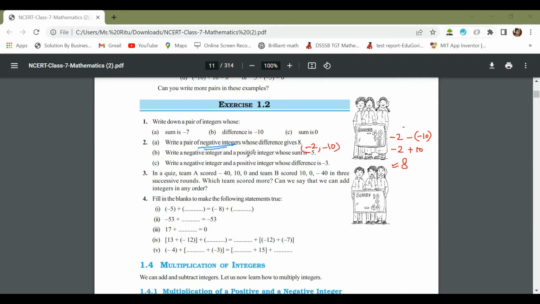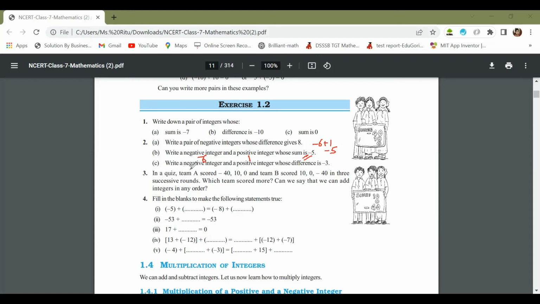Now B part, write a negative integer and a positive integer. अब आपको दो इंटीजर लेने हैं, one should be negative and another should be positive. एक नेगेटिव और एक पॉजिटिव कैसे लेने हैं, जिसका सम इज -5, मतलब दोनों को ऐड करने पे हमें -5 आंसर मिले। तो एक नेगेटिव ले लेते हैं -6, एक पॉजिटिव ले लेते हैं 1, दोनों को ऐड कर देते हैं, -6 plus 1, it would give you minus 5. So you may write the pair as minus 6, 1 and then show it by solving. आप अपनी मर्जी से भी ले सकते हैं, but आंसर ठीक निकलना चाहिए.